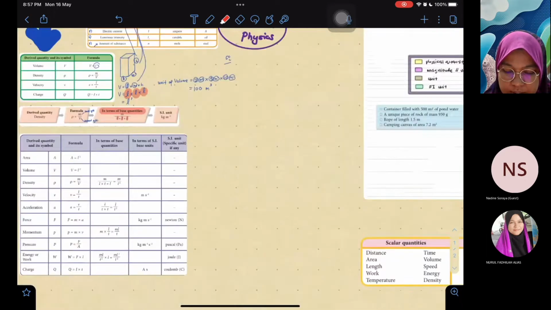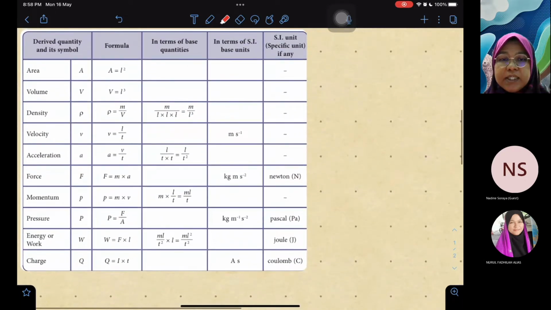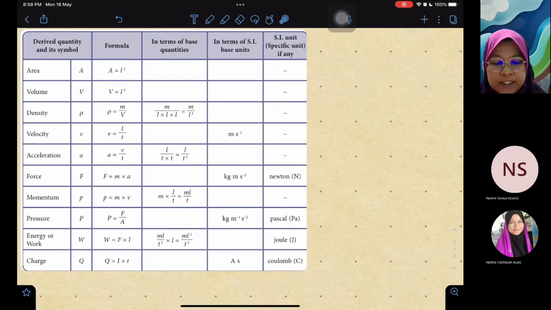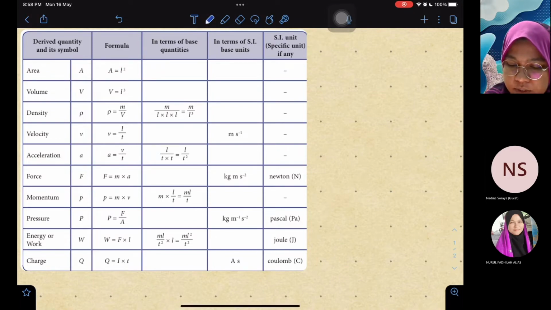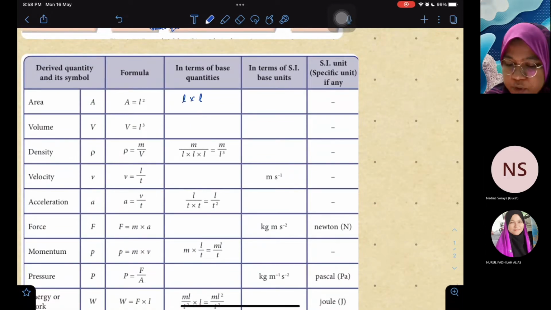So these are a few other examples. Sebenarnya dia boleh jadi macam-macam. Dia tak ada rigid, macam-macam soalan dia boleh jadi. Yang ni area, how do you get area? Area, length times length. Okay, jadi ini dah memang in terms of base quantity samalah. So you just write here, it's length times length. Tak ada apa-apa, sama juga.